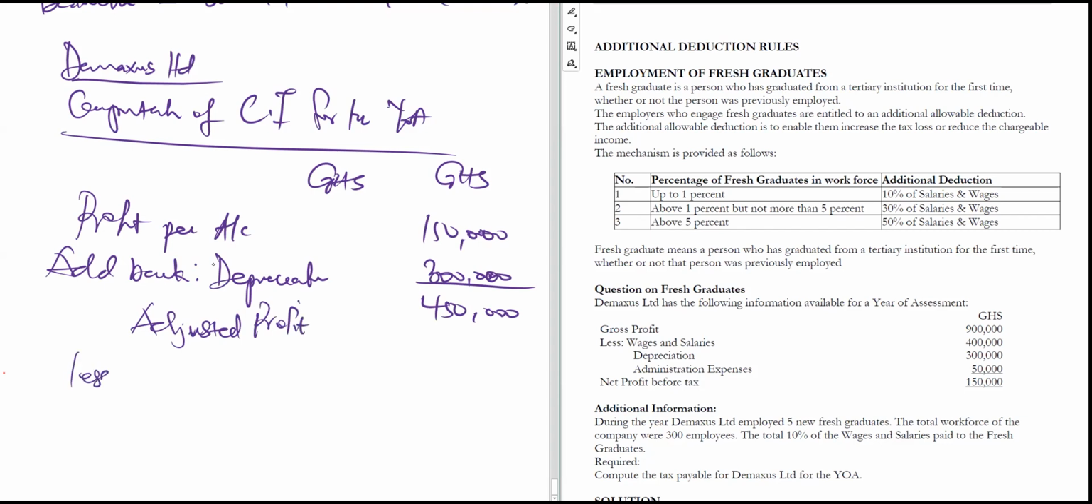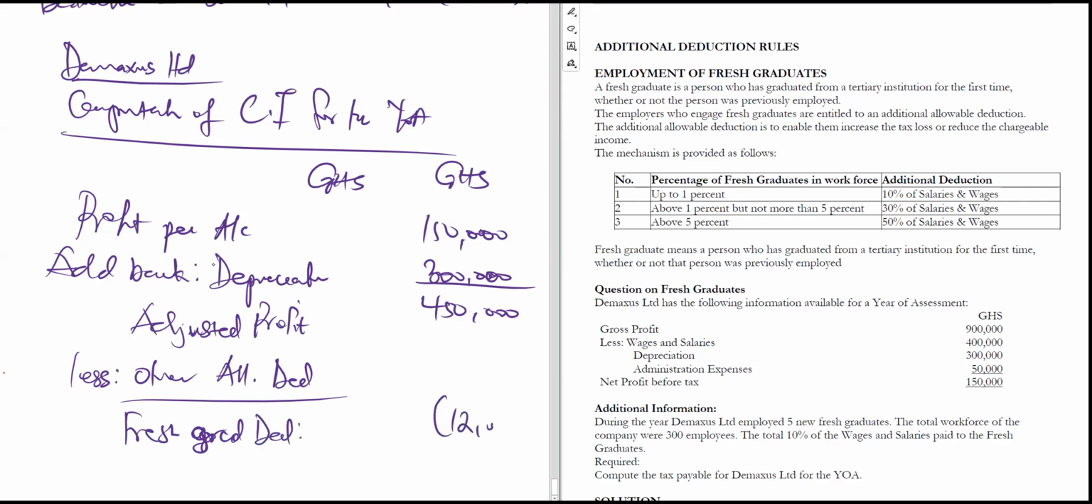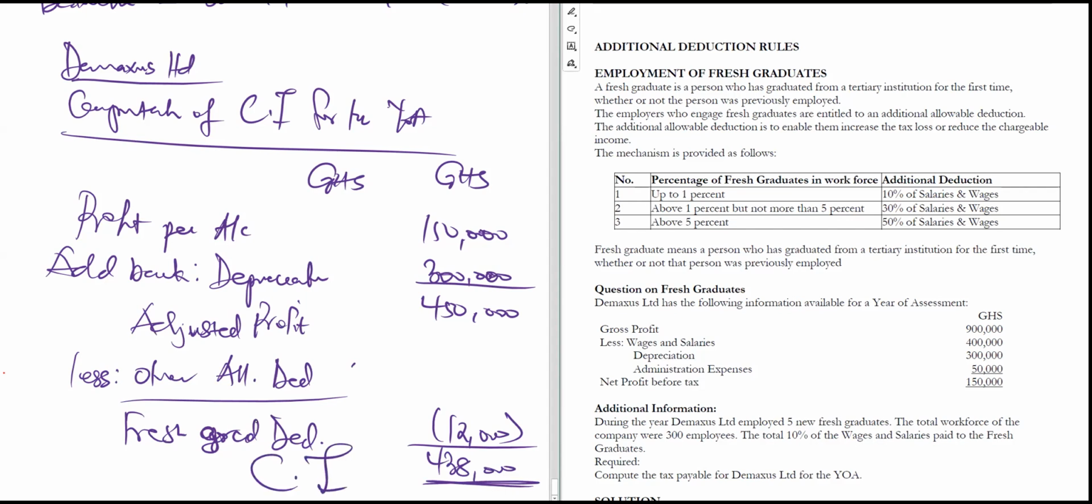Then we now less other allowable deductions, right? There was no capital allowance, but there was fresh graduate deduction. How much was it? 12,000. Fresh graduate deduction. So that gives us 438,000. So chargeable income.